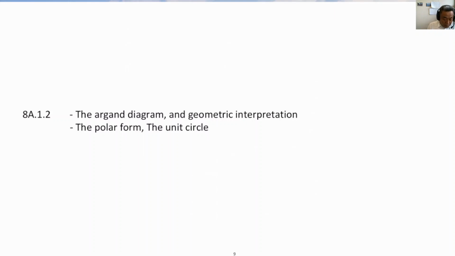Welcome back. In this chapter 8.1.2, we'll introduce the Argand diagram, which allows us to represent complex numbers geometrically in the complex plane. We'll also introduce what the polar form of a complex number is, as well as what the unit circle is, a term commonly used in complex numbers literature.